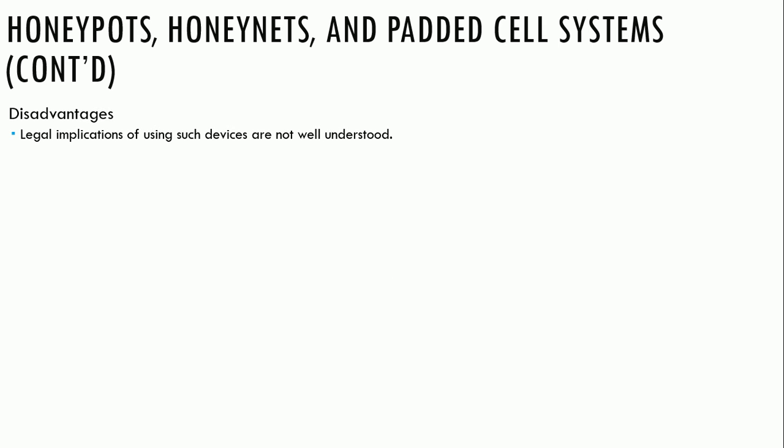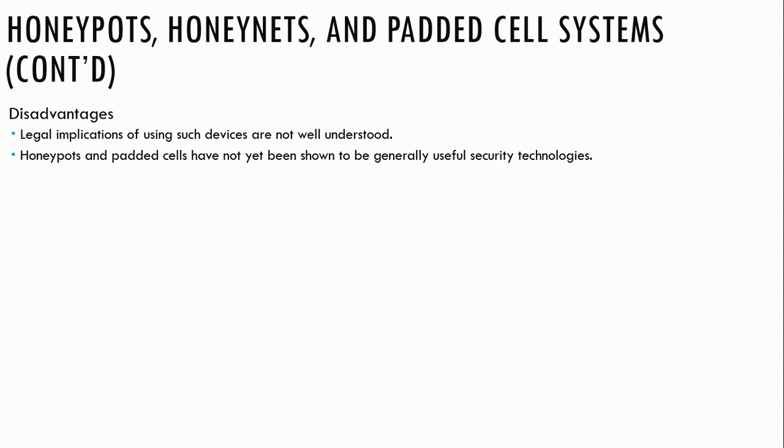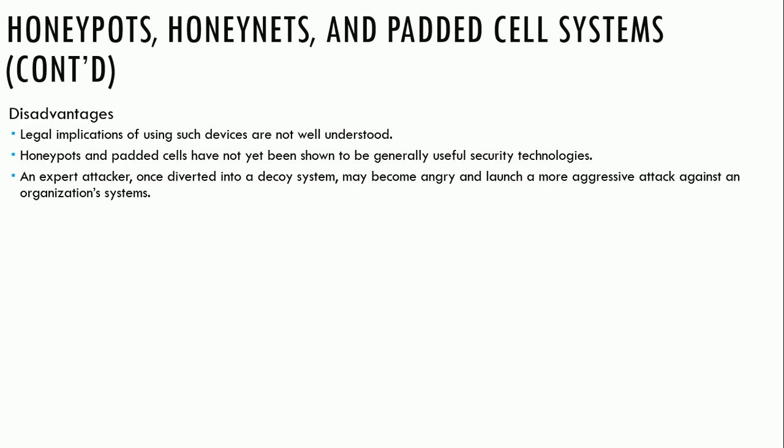Some disadvantages. There are legal implications of using these devices, which are not well understood. Perhaps you've heard of the concept of entrapment, right? If you do catch an attacker in a honeypot, for example with salary.xlsx, we might not be able to fire somebody for trying to access the file that we purposely set up that's fake because it's sort of entrapment, right? So what are the legal ramifications of that? Honeypots and padded cells have not yet been shown to be generally useful for security technologies. And an expert hacker, once diverted into the decoy system, might become angry and launch a more aggressive attack against the organization. So there might be some reprisals.